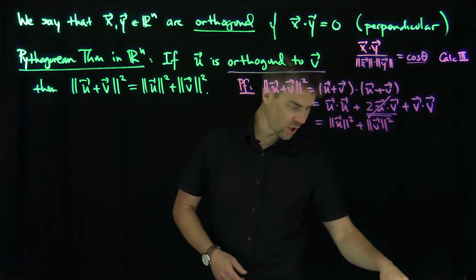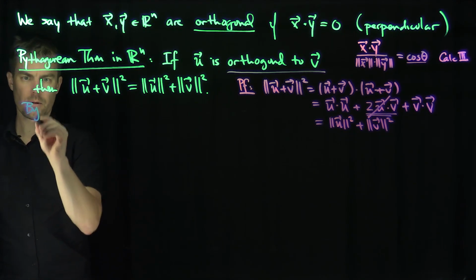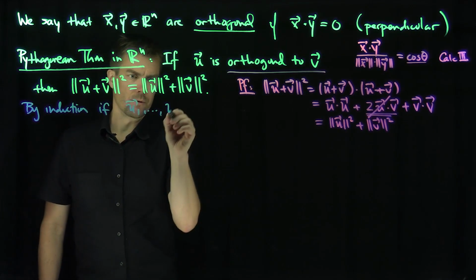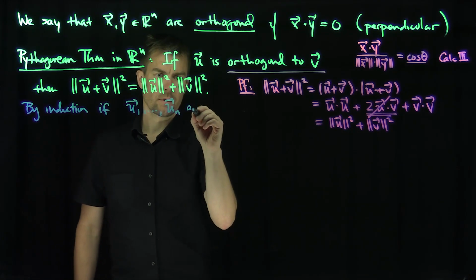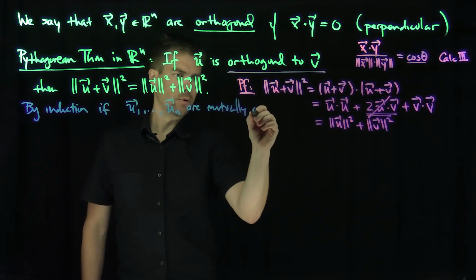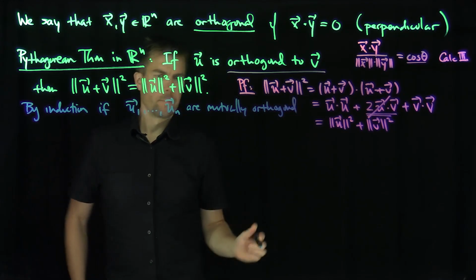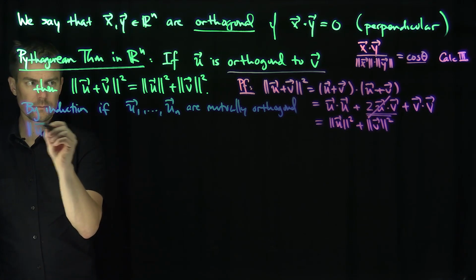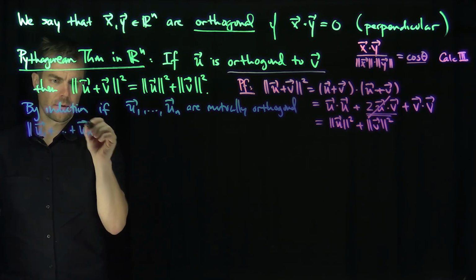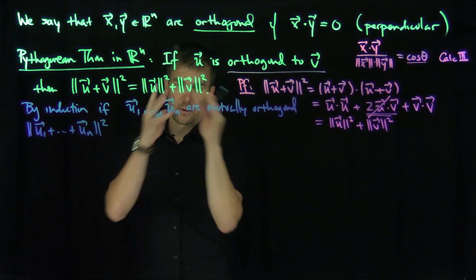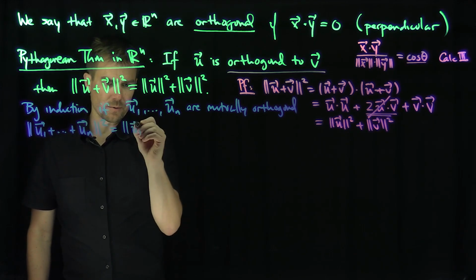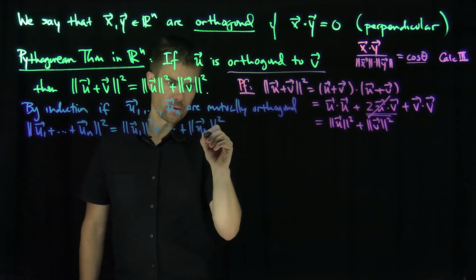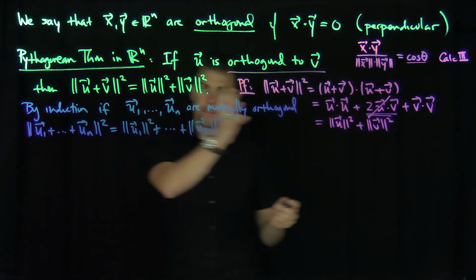And of course, we can do this by induction. So by induction, if U1 through UN are mutually perpendicular, mutually orthogonal, meaning that if you do the dot product of any two of them, you get 0, then we can show that the length of U1 plus all the way down to UN quantity squared, by opening up all the brackets in the inner product, is going to be the sum of the squares of the lengths of the U's. Great. So that's an immediate consequence just by passing it through by induction.